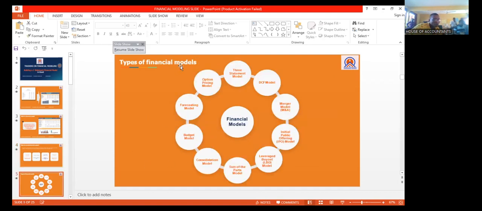Now, what are the types of models? There are so many types of models, but the common one is the 3 statements we are about to talk about. But it's actually more than that.